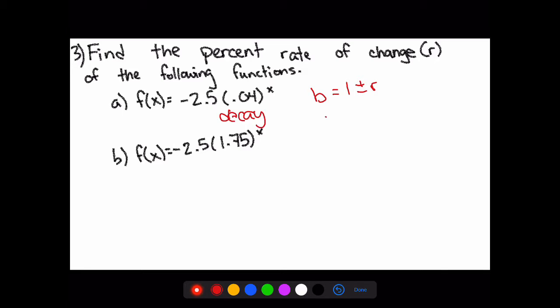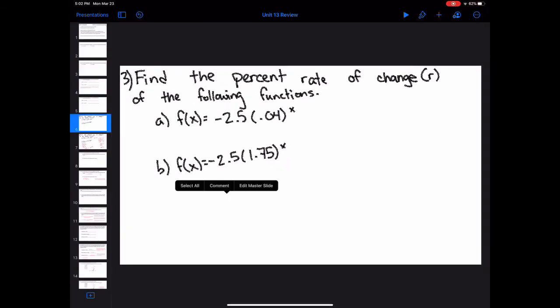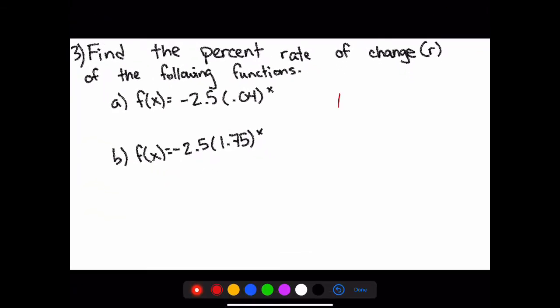So let's go ahead and do that. We get 0.04, which is our b value, is equal to 1. Now again, this is a decay function, so we're going to use the minus here. So 1 minus r. Now from here, we go ahead and we solve for r. Again, we have b is equal to 1 minus r. 0.04 is equal to 1 minus r.